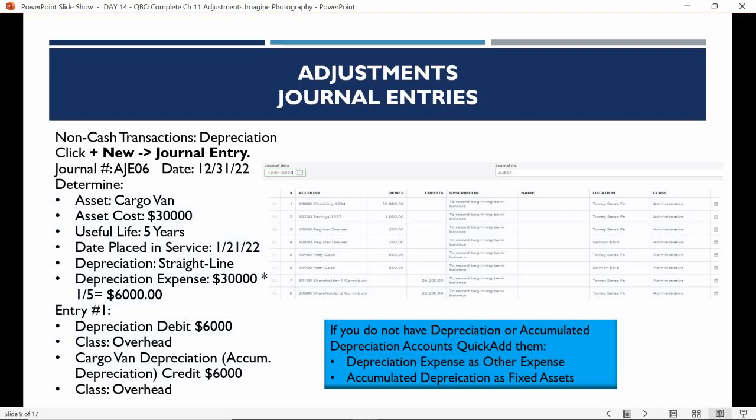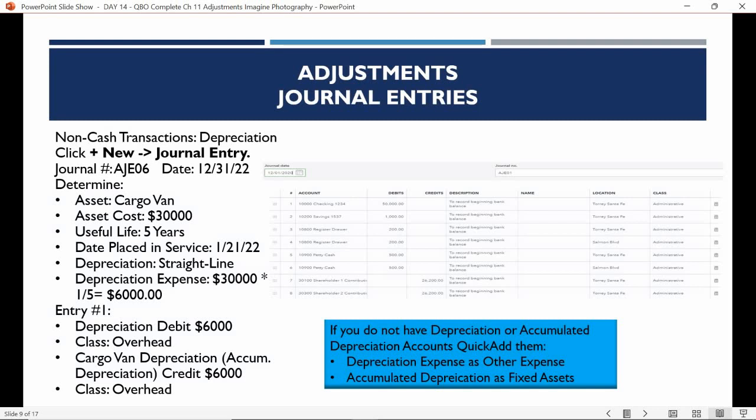So in this case, they tell you that the cargo van cost $30,000, its estimated useful life was 5 years, which means you have 5 years to drive the cargo van, and the date it was placed in service was January. Of course, with straight line, you're going to depreciate it, so you divide the asset cost by its estimated useful life.